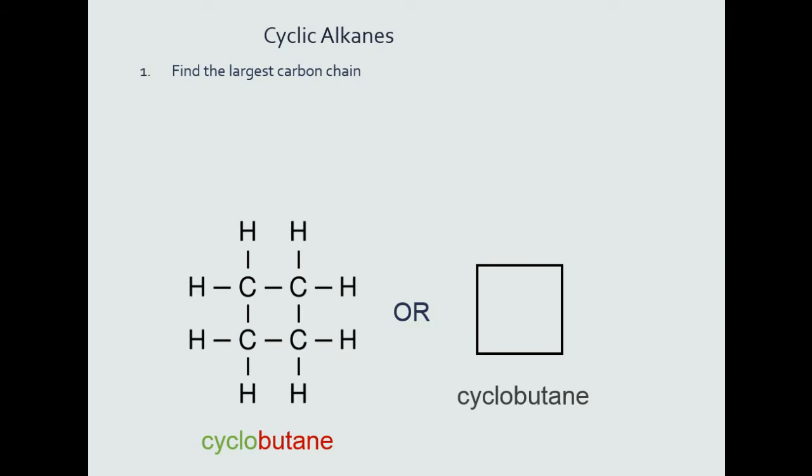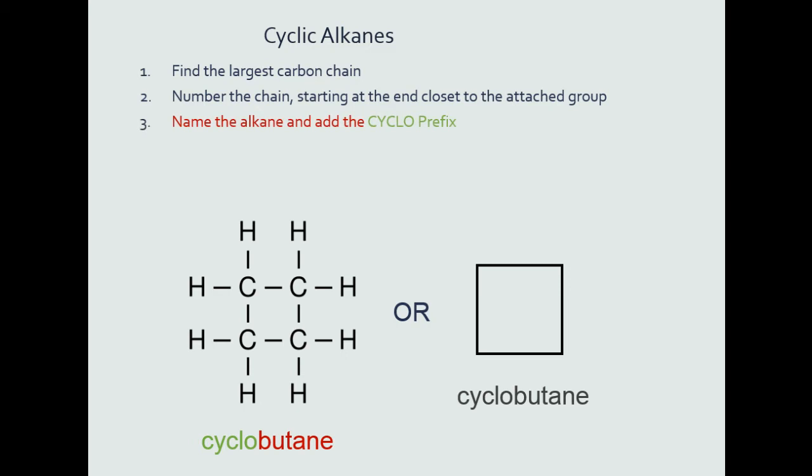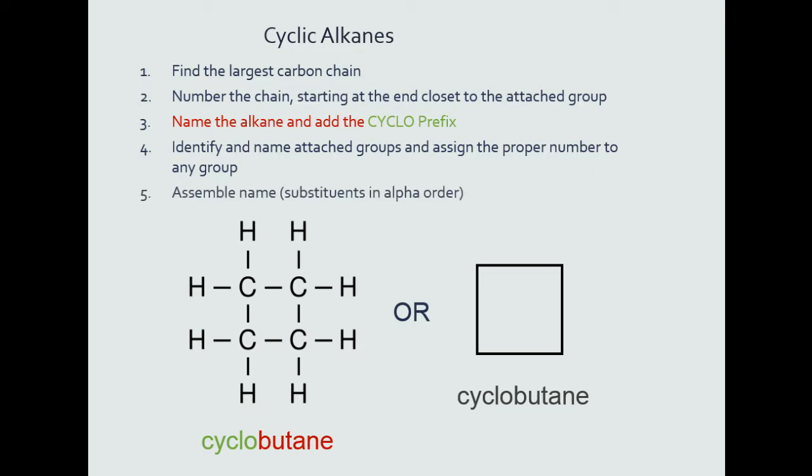The rules you would follow to name these: you're still finding the largest carbon chain, except this time the largest carbon chain is probably going to be in a ring shape, the cyclo formation. You're still going to number the chain starting at the end closest to the attached group. That alkane gets the prefix cyclo. That's why these, since they're 4 carbons long, are still butane, but now we put cyclo in front: cyclobutane. Fourthly, identify and name attached groups, assigning them numbers like you would normally, and assemble the name as always with the substituents in alphabetical order listed first.